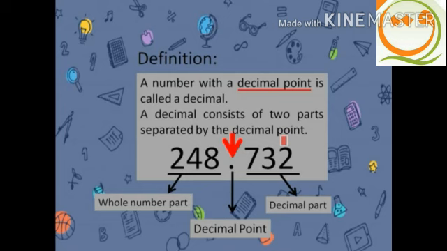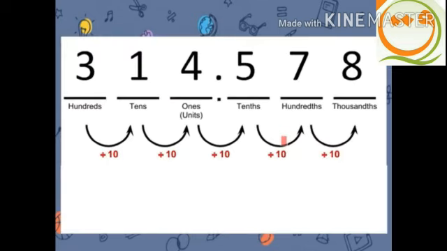Now let us talk about the place values of the digits in the decimal number. We know the place values of the digits in the whole number part. We know that the number 248 is read as 248. So what about the place values of the digits in the decimal part? Let us consider an example. Now, the number 314.578. This is a decimal number because it has a decimal point inside it.